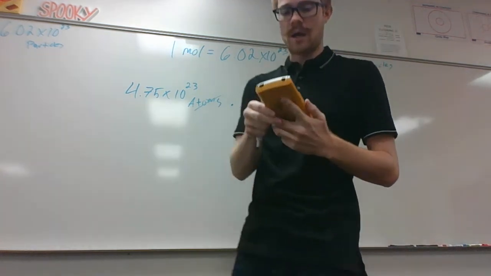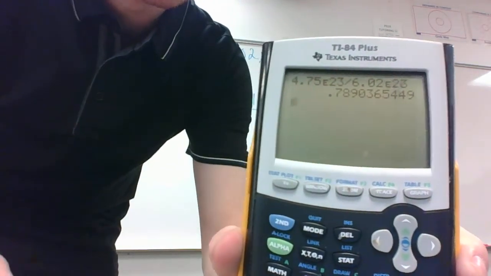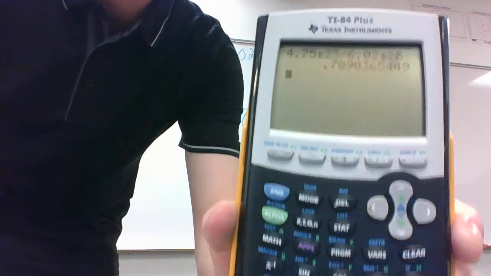Okay, so I go to my calculator, and I do 4.75 e to the 23 divided by 6.02 e to the 23.